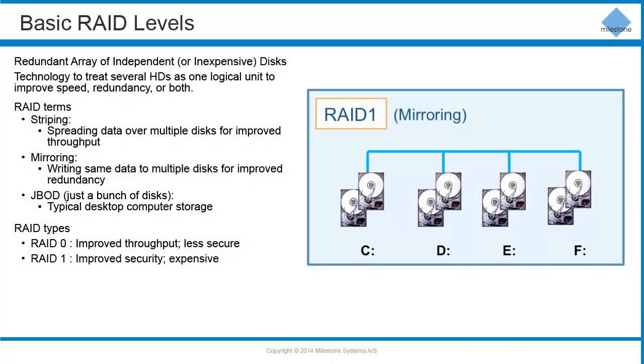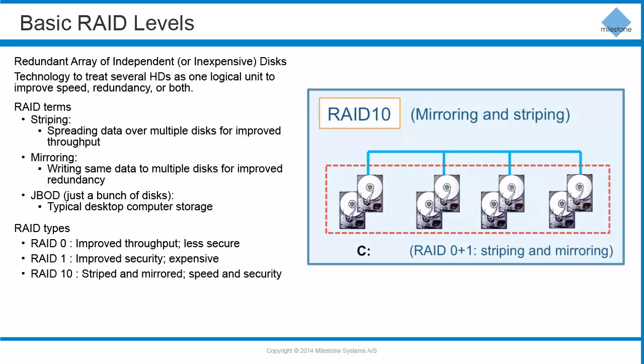RAID 1 involves mirroring data on more than one disk. This adds a level of redundancy to the data, making it more secure, but also more expensive. Since all data is duplicated, it essentially cuts the available disk space in half, making the cost per megabyte of data higher. RAID 1 requires a minimum of 2 disks.